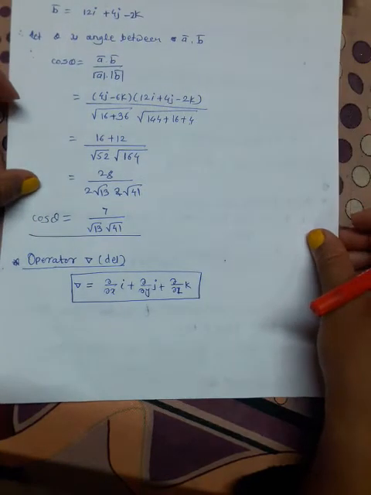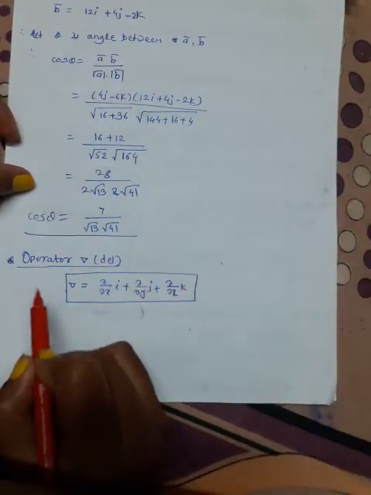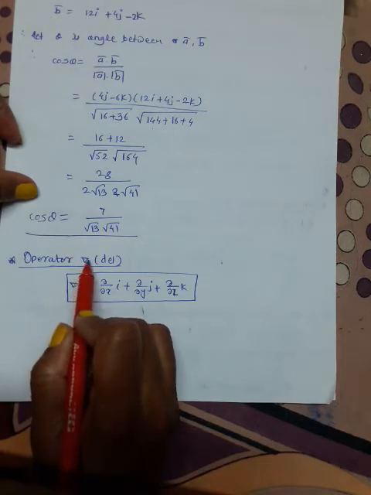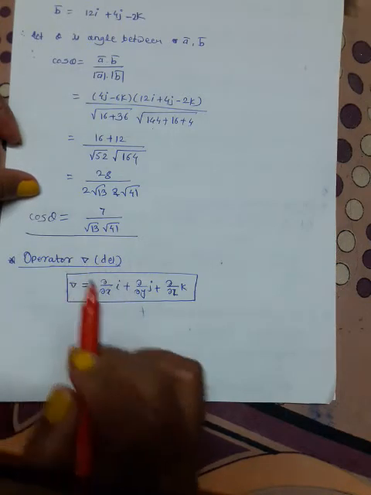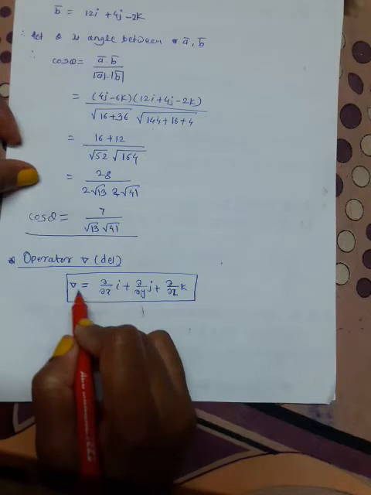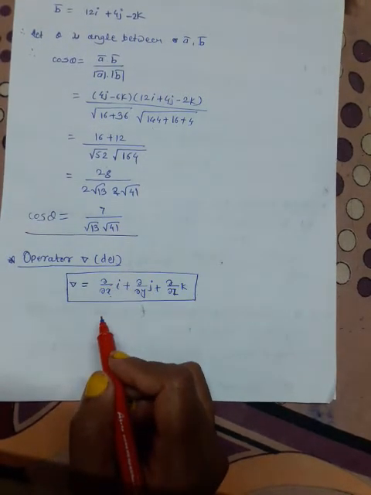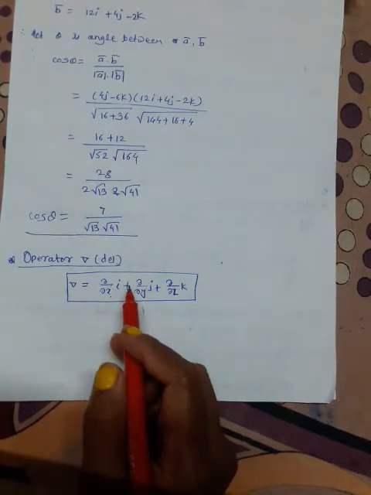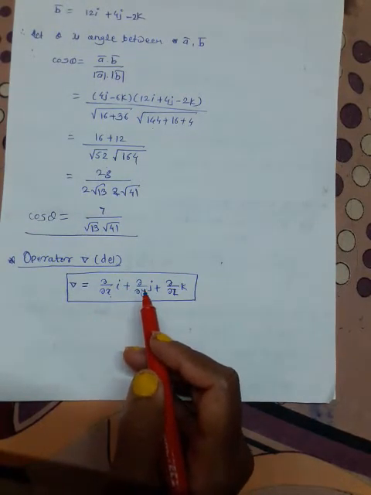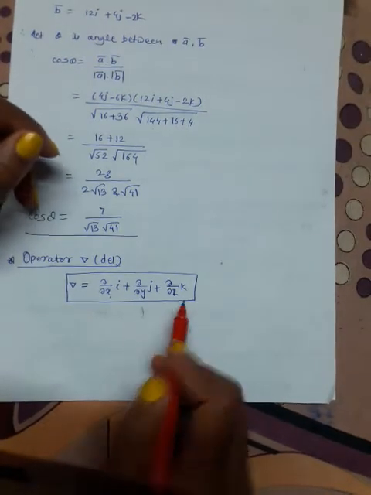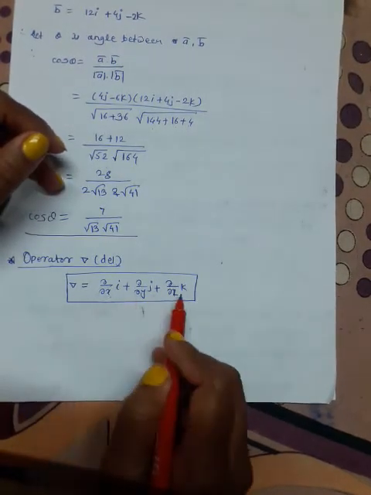Okay, now let us start with another definition. Operator del, this inverted triangle symbol is called del. It is a derivative operator and it is defined as del is equal to del by del x i plus del by del y j plus del by del z k. We know this is a partial derivative. Okay, these are the partial derivatives.